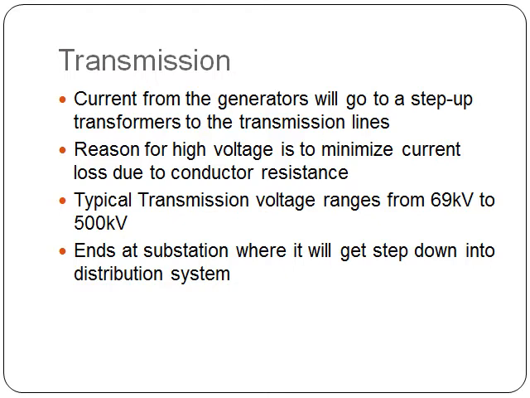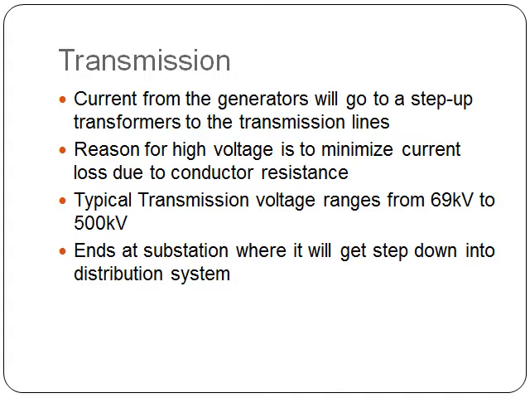Now, at the end of the generation station, the electric current from the generators will go through step-up transformers to step it up to higher voltages to be transferred through the transmission lines, which is the start of the transmission system. The reason for stepping up to a higher voltage is because it needs to minimize current loss due to conductor resistance. The typical transmission voltage ranges from 69 kV to 500 kV.